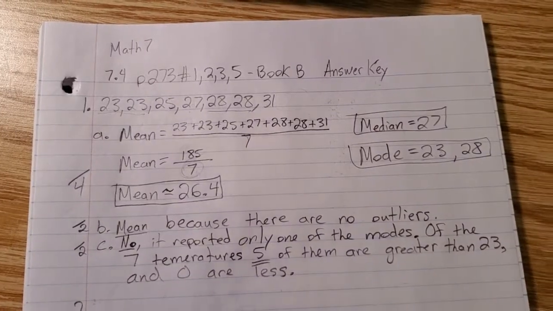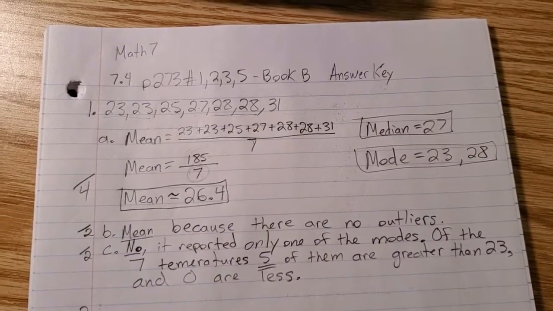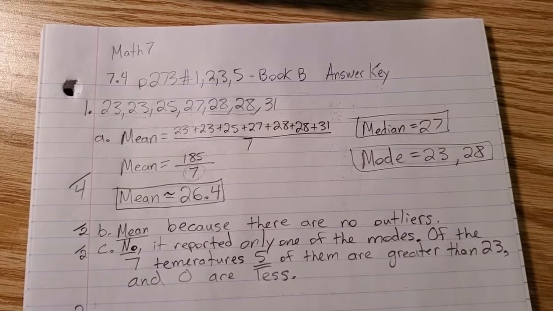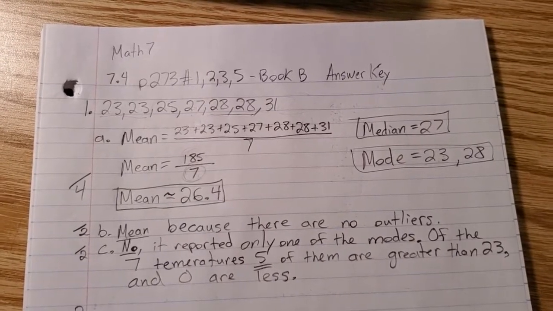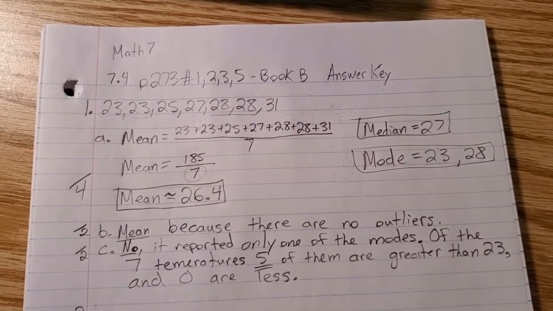This is Math 7, assignment 7.4, page 273, numbers 1, 2, 3, and 5 from book B. This is the answer key.